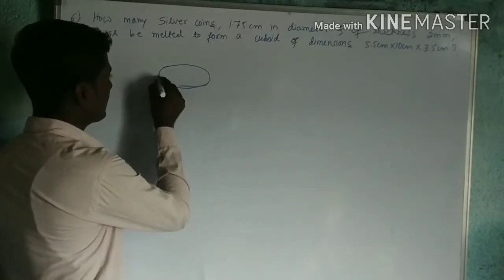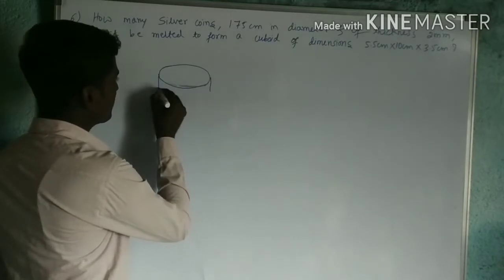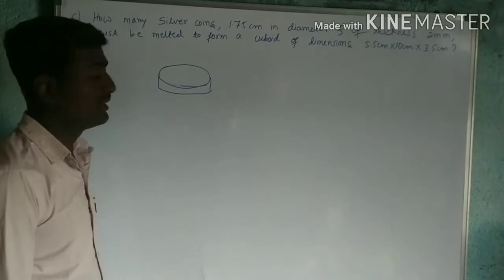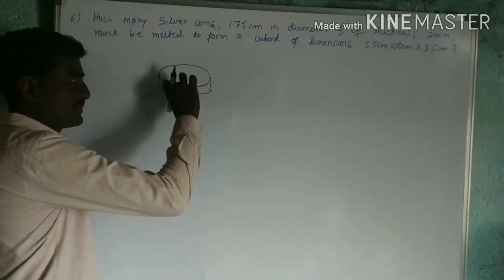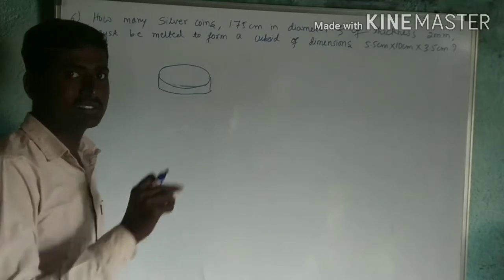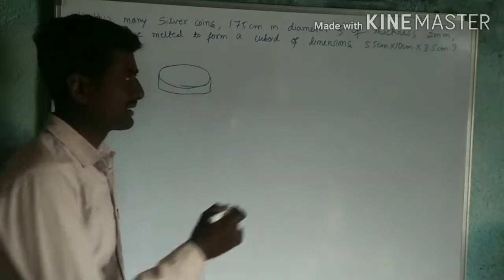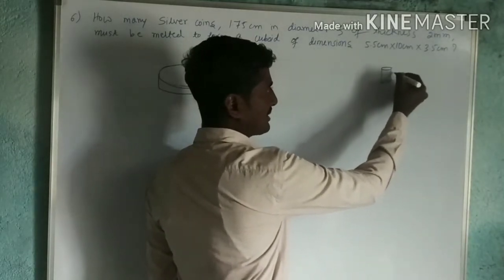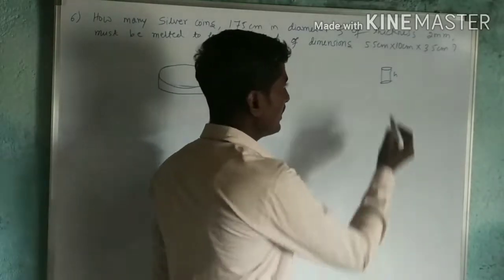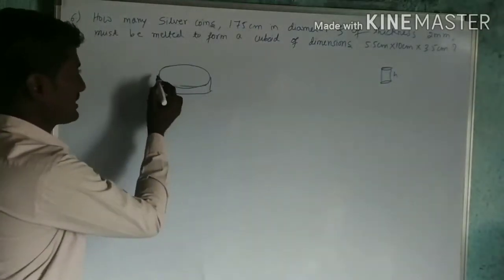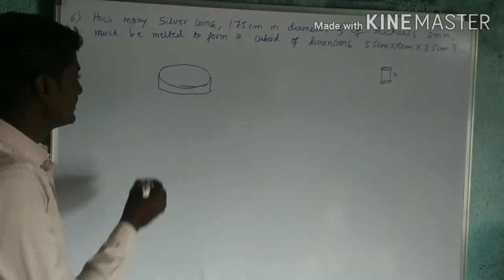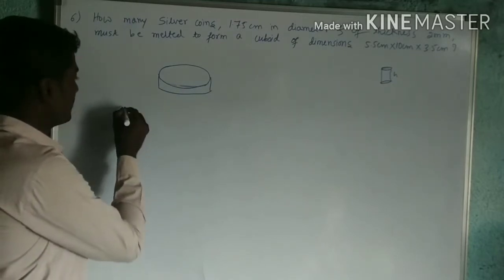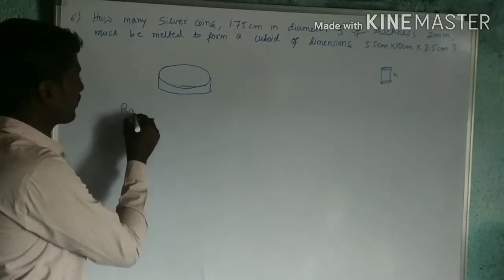Okay, so now here, let us assume that this is a coin. This is the thickness of the coin. The thickness of the coin means it is the height of the cylinder. Now diameter is given, diameter is 1.75 centimeter. So the diameter of the coin or cylinder, since the coin is in the shape of a cylinder.